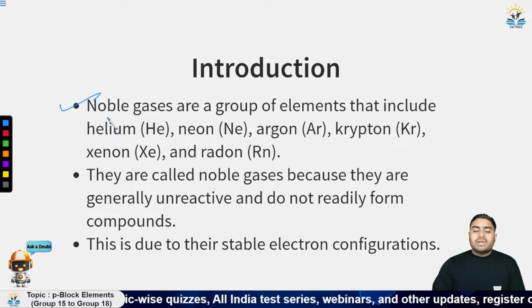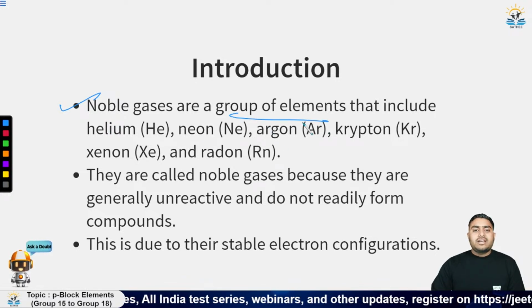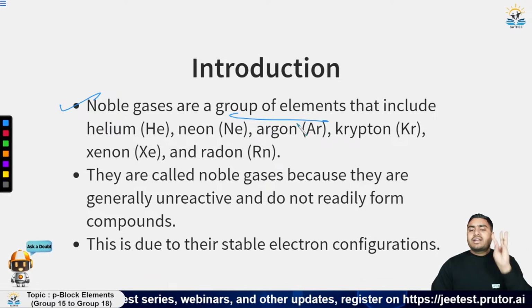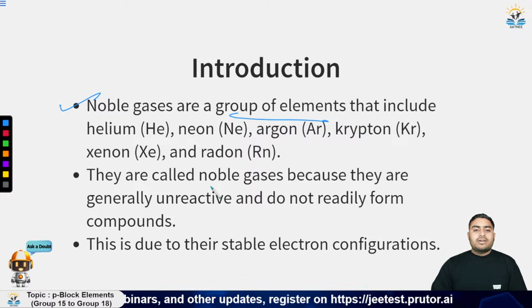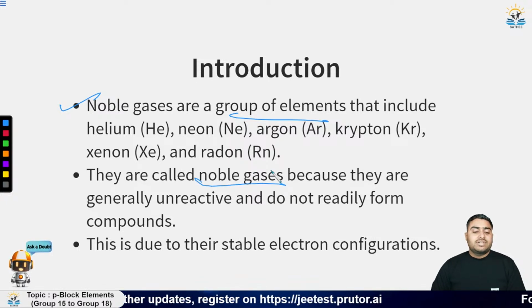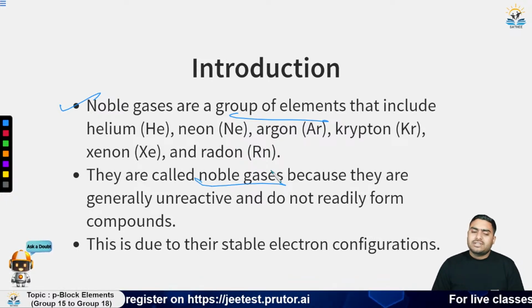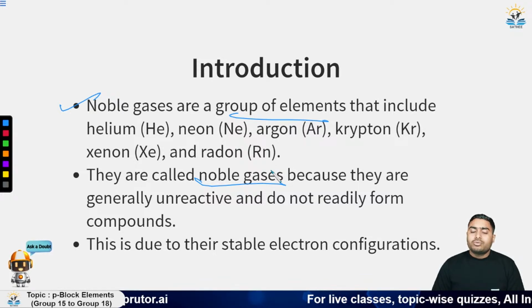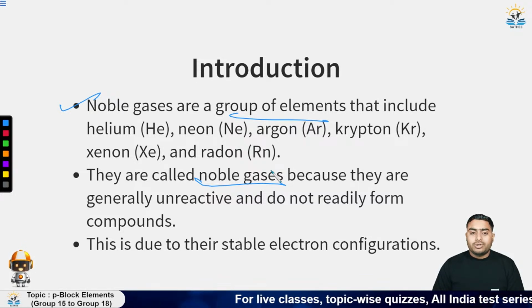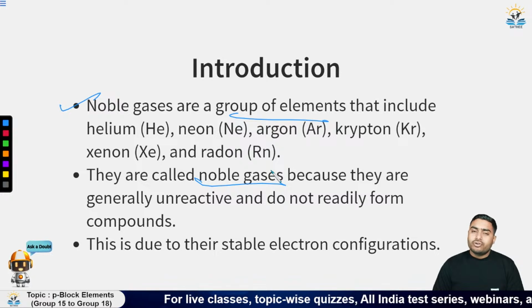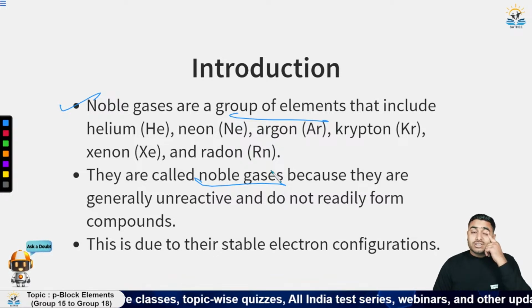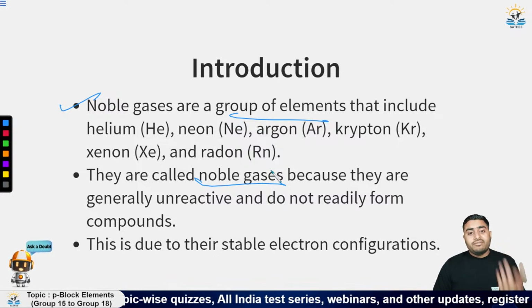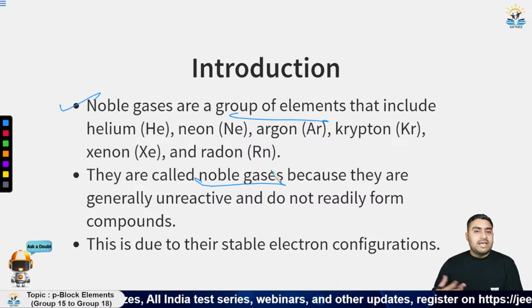Let's introduce noble gases. Noble gases are a group of elements that includes helium, neon, argon, krypton, xenon, and radon. They are called noble gases because they are generally unreactive, as I told you already multiple times, and they do not readily form compounds. This is due to their stable electronic configuration. Their octet is complete. If their octet is complete, definitely they are stable. They have less energy, right?